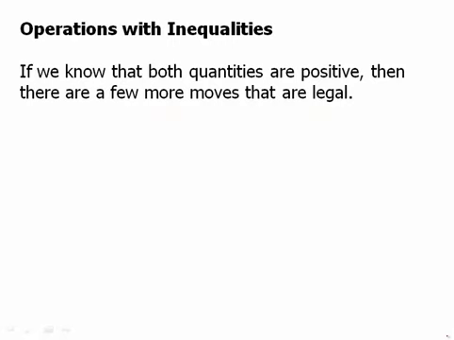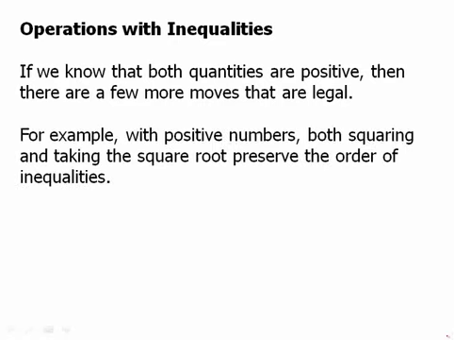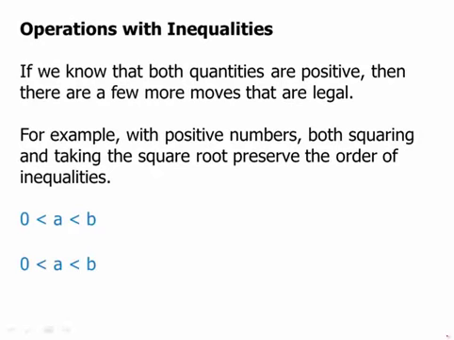If we know that both quantities are positive, and in many cases we do know that, then there are a few more moves that are perfectly legal. For example, with positive numbers, both squaring and taking the square root preserve the order of inequalities. So if we know that A and B are both positive and B is bigger than A, then it's absolutely true that if we square, they keep the same order of the inequality, or if we take a square root, we keep the same order of the inequality. So again, if you know that both quantities are positive, these are also legitimate moves to do on both quantities.